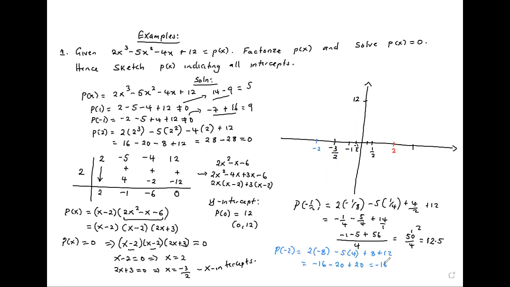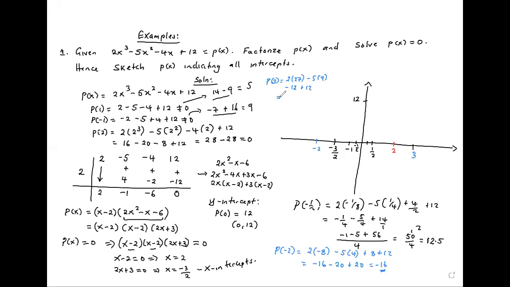So we've seen that for negative numbers less than -3/2, we are having negative numbers. Now let's see what happens after 2. Suppose we try 3. So P of 3 is going to be 2 by 27 minus 5 by 9 minus 4 by 3 is 12 plus 12.